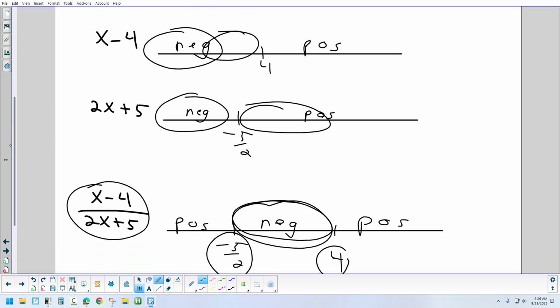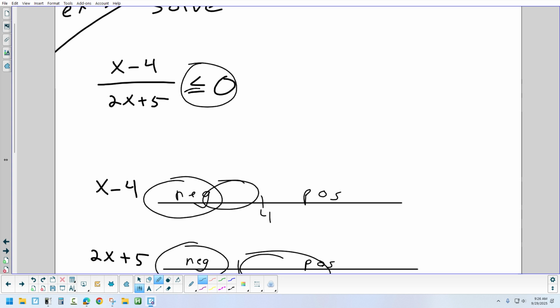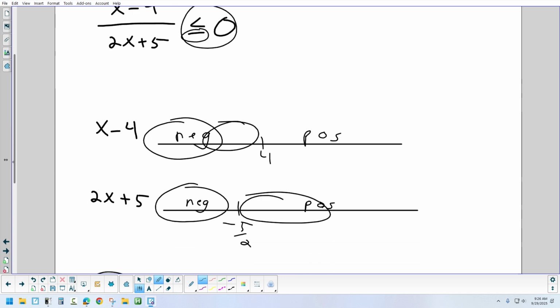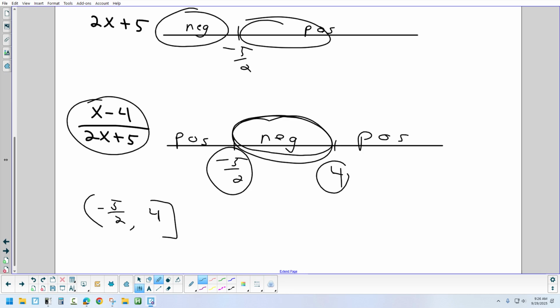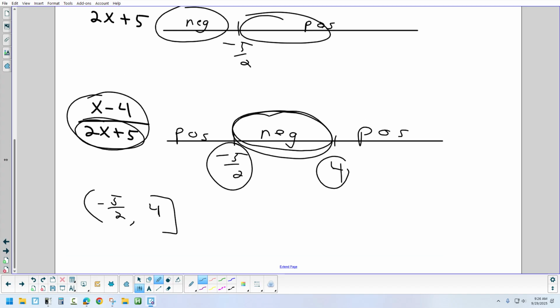Even though it does say you can be equal to, you can't be equal to if it would cause you to divide by 0. So in this interval, the 4 is okay to equal, but not the negative 5/2 because it was in the bottom of the fraction. So you still have to watch out for things like that when you describe your intervals. Don't ever divide by 0 or take the square root of a negative. That stuff still applies. Any question on that?